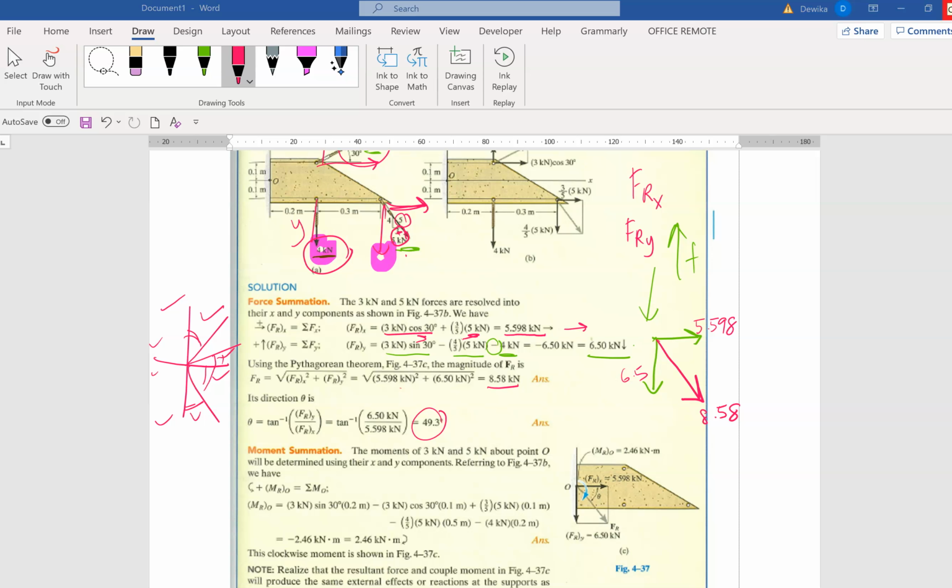This angle 49.3, can you see? They're taking Y over X. So where will the angle be? It will be here. So 49.3 is sitting down here. It's very important for you to actually draw where the 49.3 is. This is your axis, and this is your angle.